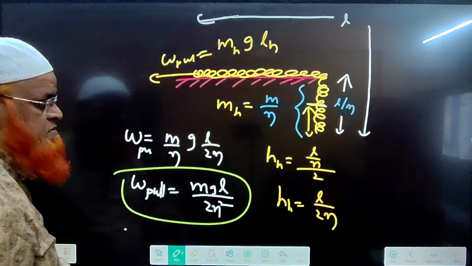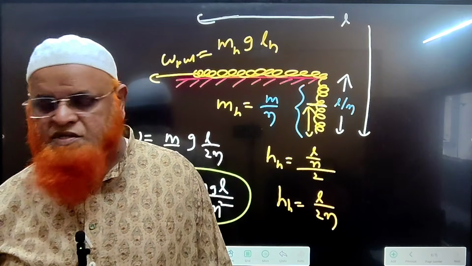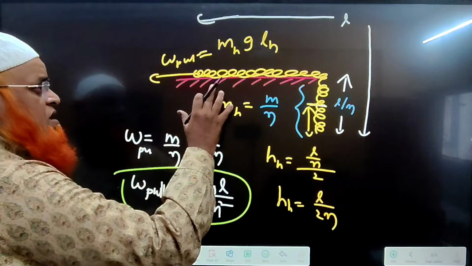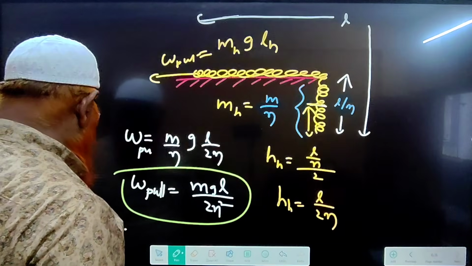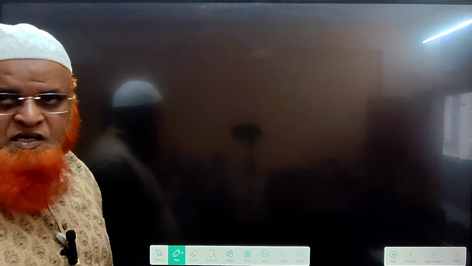Is it understood? Is it clear? So this is the formula for the work done to pull the chain completely onto the table. So these are some of the formulas for work done.